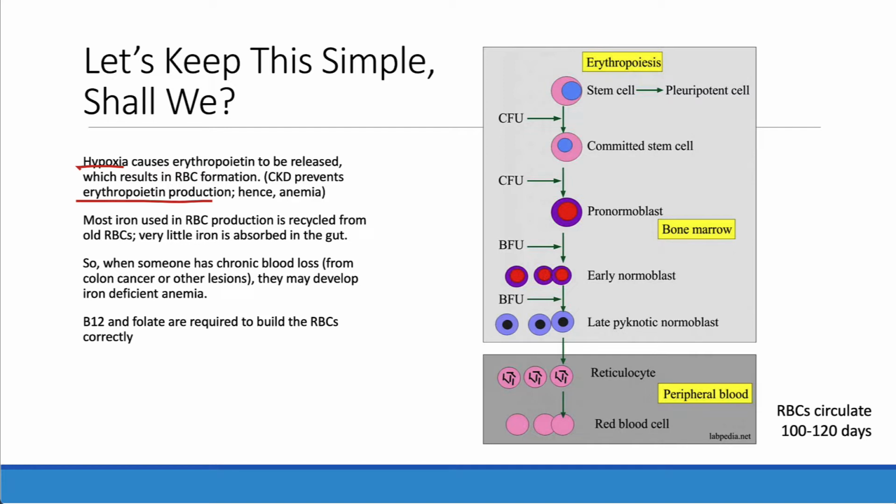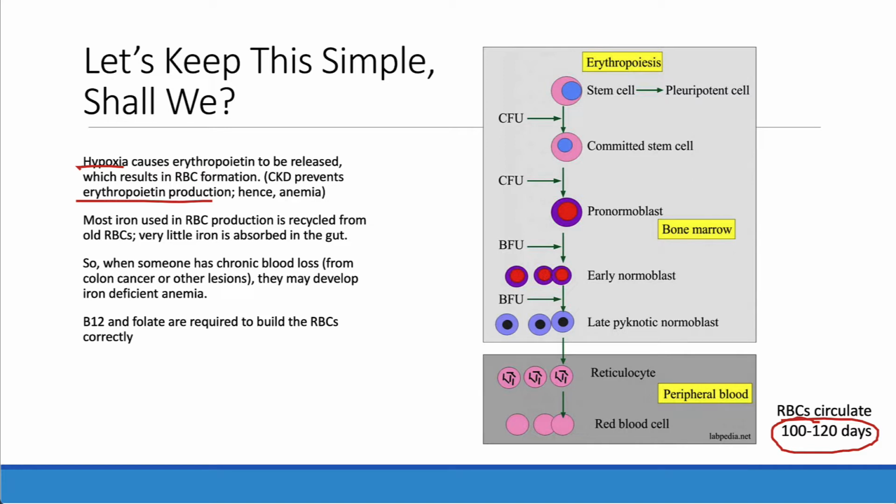Okay, how do we get red blood cells? Well, remember that most iron used in red blood cell production comes from old RBCs. We can't absorb enough dietary iron to make new red blood cells at the rate that we need to. So we have to reuse a lot of iron from old red blood cells. And those old red blood cells last somewhere between, I learned 90 to 120 days, but newer sources say 100 to 120 days.